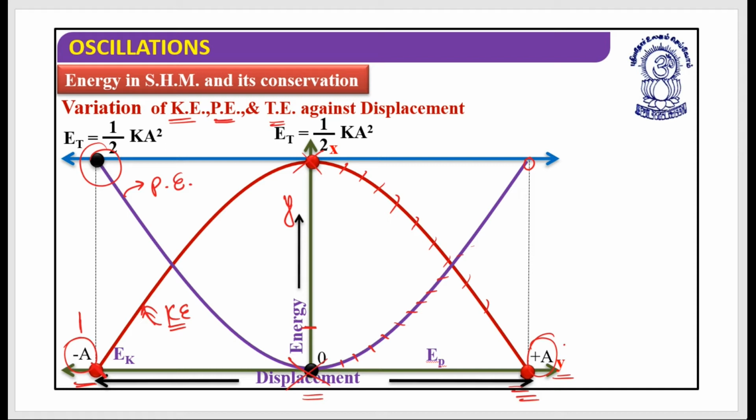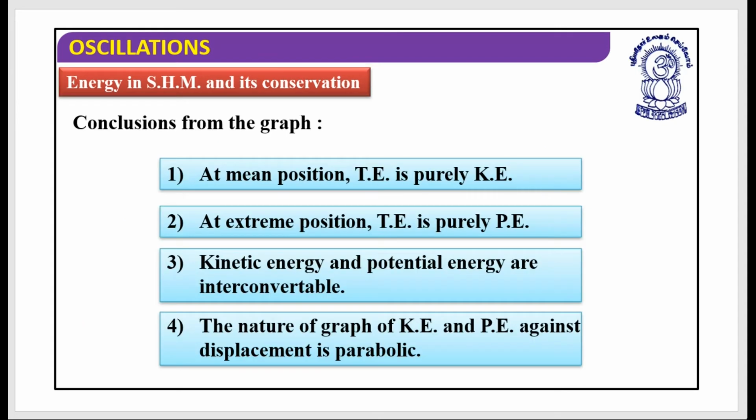But one more thing is, when we talk about the total energy, which is addition of this plus this, it is a constant. So this line represents the total energy. I hope this is clear. Great.